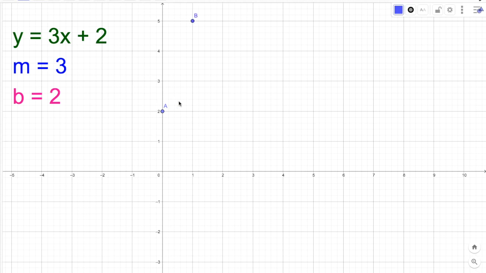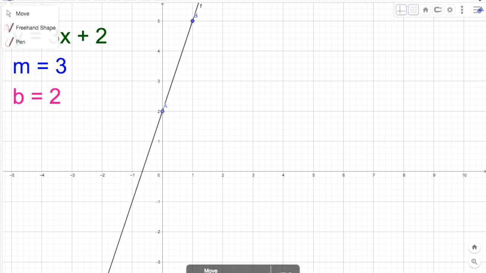And you can check yourself. Look how much it rises. It goes up 3 this way. We're going from 2 all the way up to 5. And then we're going across 1. So that's 3 over 1, which is 3. And the slope is positive. And from this point to this point, the graph is increasing. So we've plotted our points correctly, draw our line, and we're all set.